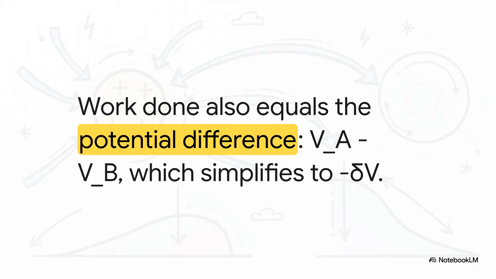The work done on a charge is also equal to its change in potential energy. And that's just the difference in the electric potential between our two spots. So we take the potential at our destination, A, which is V, and we subtract the potential at our starting point, B, which is V plus delta V. A little bit of algebra, and what are we left with? Just negative delta V.